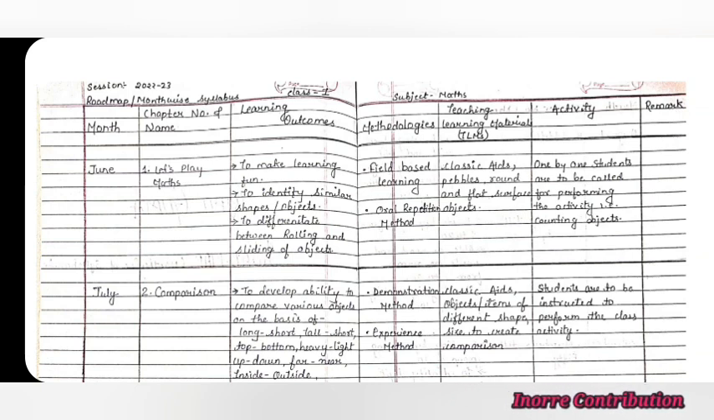Chapter 1, Let's Play Maths. Learning outcome: to make learning fun, to identify similar shapes and objects, to differentiate between rolling and sliding of objects. Methods: field-based learning, oral repetition method. TLMs: classic aids, pebbles, round and flat surface objects. Activity: one by one students are to be called for performing the activity, that is counting objects.